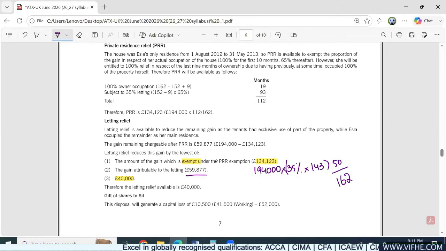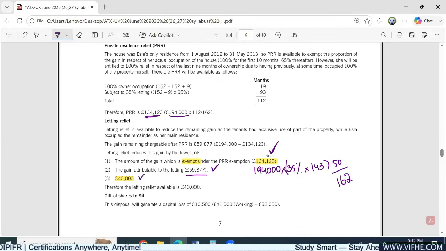Or the simplest way is that you have already calculated the amount exempt under PRR, and the overall gain figure is 194,000. So the leftover gain is the gain related to the period in which there is a letting. Out of these three figures, the 40,000 pound, the gain attributable to the period of letting, as well as the amount already exempt under private residence relief, I need to pick up the lowest figure, which in this case is 40,000 pound. So 40,000 pound is going to be exempted further under letting relief.